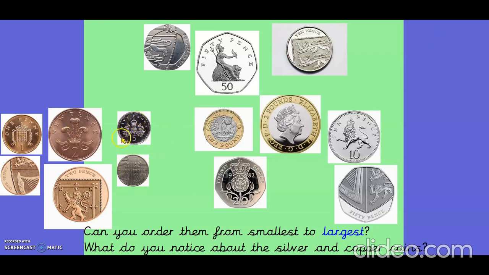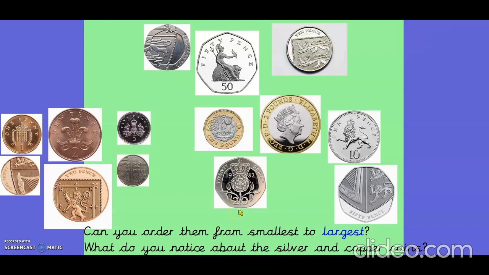What do you notice about the size of these coins as well? Are the sides the same? Are they all the same size? No, so all of our coins, they might be different colours, like we talked about the copper and the silver coins. They might have different patterns on the front, or they're different sizes.